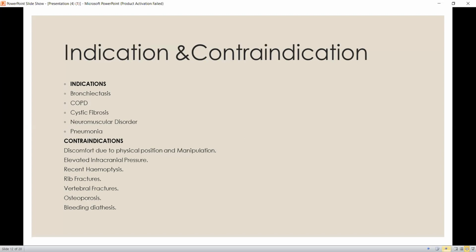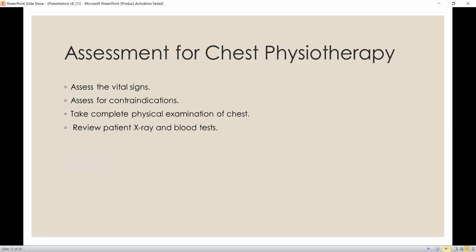Now, the conditions for which chest physiotherapy is indicated or contraindicated: it is indicated in COPD, pneumonia, bronchiectasis, and cystic fibrosis. But in those in whom intracranial pressure is elevated, and in those in whom rib fracture and vertebral fracture is diagnosed, and in those patients who are osteoporotic, it is contraindicated.